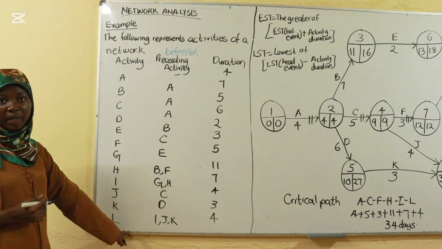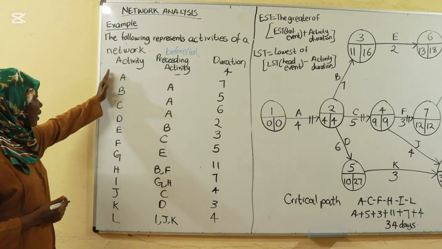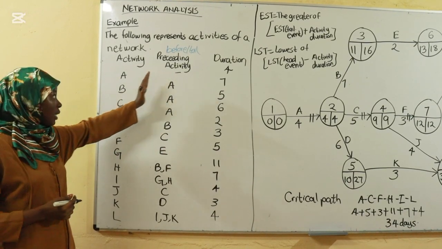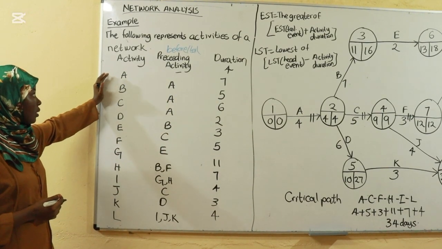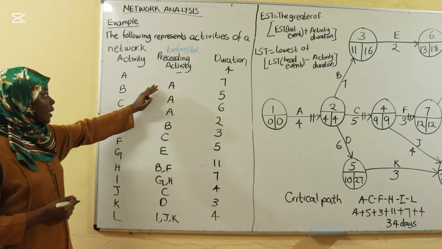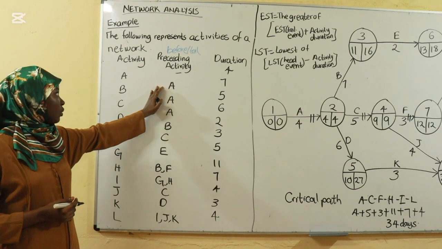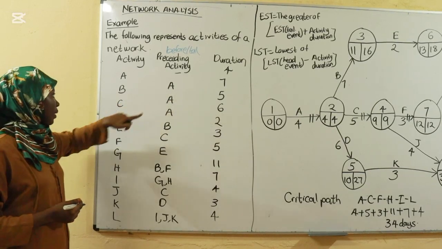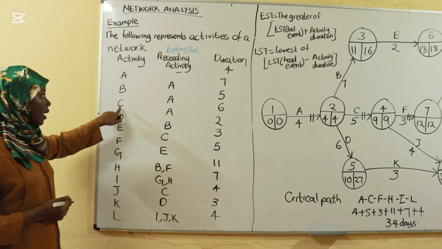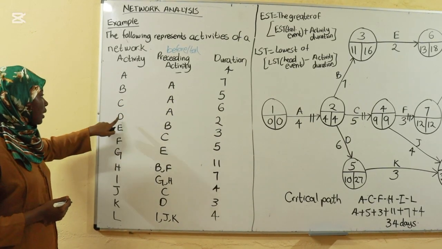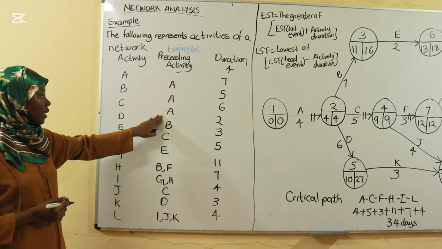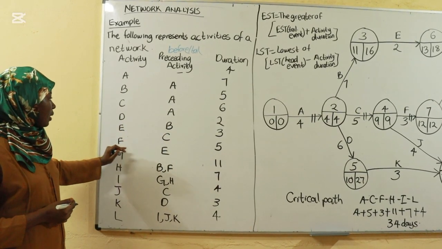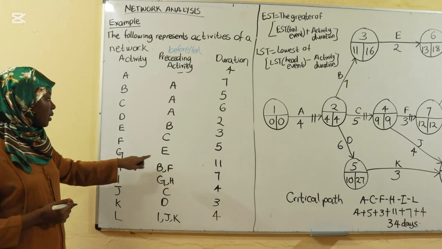Now you have to draw a network from this question. You have the activity A. It has no preceding activity, to mean this is the first activity. You have the activity B. The preceding activity is A, to mean B only happens if A has already happened. The same thing, C only happens if A has already happened. D only happens if A has already happened. E happens after B. F happens after C. G happens after E.